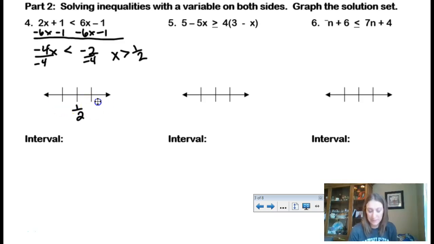The number line itself, I don't really care if you label it, frankly. I just need that center point labeled. I think greater than 1/2 would be this way. And then not equal to, so I have to use a parenthesis. So my interval begins at 1/2, then continues to infinity.